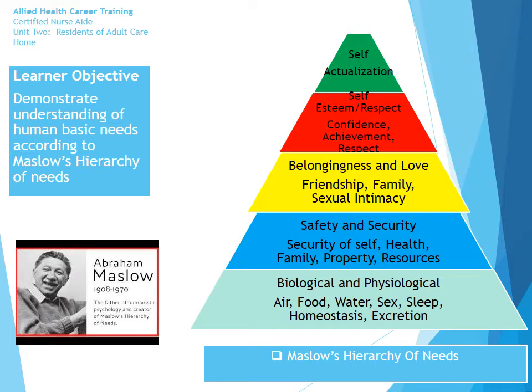So with this pyramid, we start with the absolute basics. Biological and physiological needs such as air, food, water, sleep, toileting needs, different things like that. Once you have those needs met, then you can move up to safety and security. So this is feeling secure with yourself and with your environment and with the people that are taking care of you. One of the ways that you can get from the biological and physiological area of the pyramid up to safety and security is be consistent. Take care of the resident's needs.